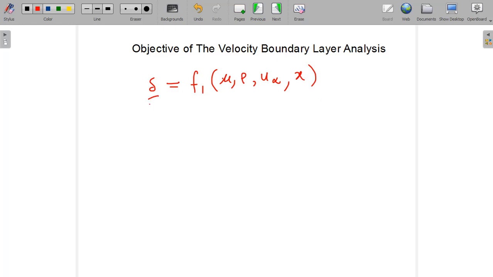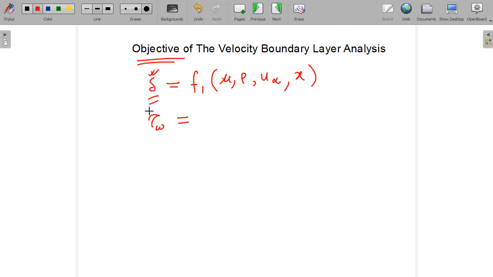So maybe the objective of the velocity boundary layer might be to find out the value of the thickness of the boundary layer. From the physics point of view that might be the objective, but truly speaking, from the engineering perspective, the objective is to find out the drag that is acting. So we may be interested to know the wall shear stress that is acting on the plate at a particular location.